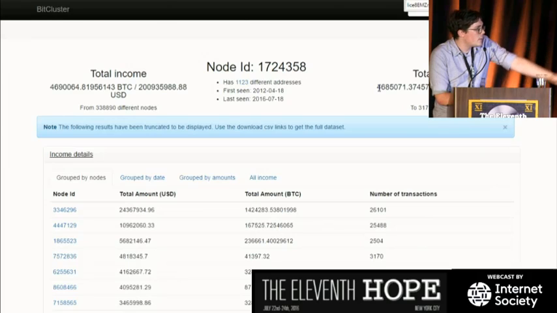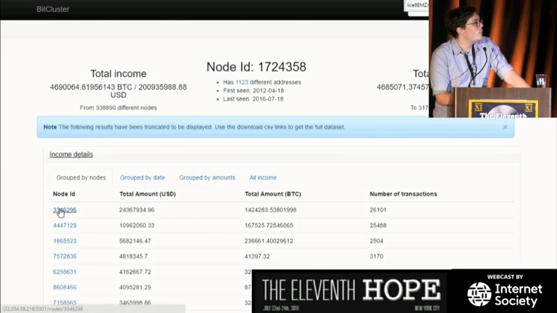And you see the income section, so you can see where the money came from. You see the node ID, you see how much money this node sent to the current node, to Satoshi Dice, in USD and Bitcoin, and you see in how many transactions.